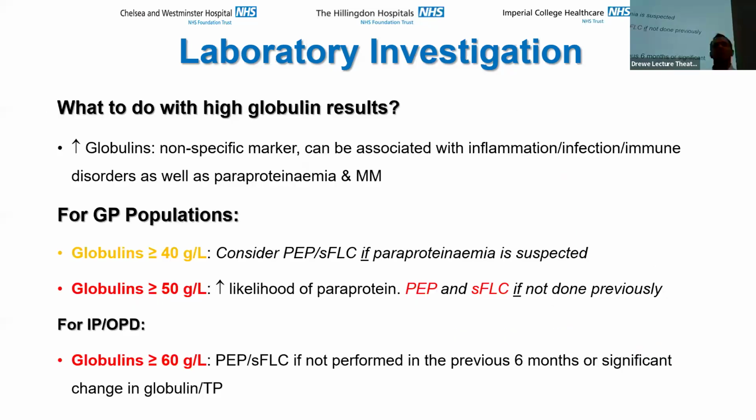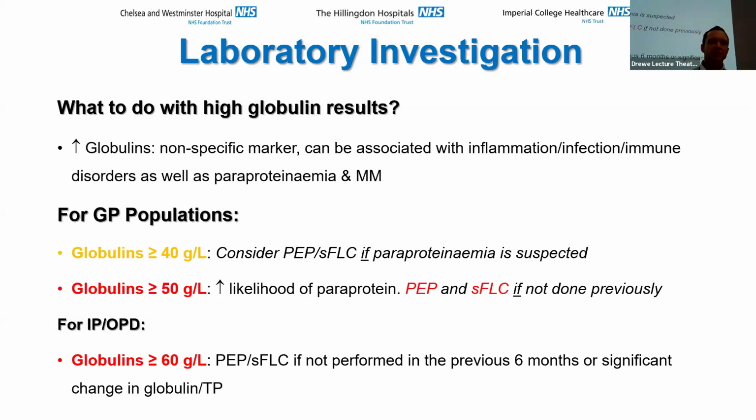And the other very common question I've been asked, I don't know how many times over probably the last 10 years, is what do we do with high globulins? It's really a case of how long is a piece of string. But we went away and did a clinical audit. Increased globulin levels are a fairly non-specific marker, and they would tend to be far more commonly associated with inflammatory responses and immune disorders. But they can obviously, as part of that, be related to paraproteinemia and myeloma.